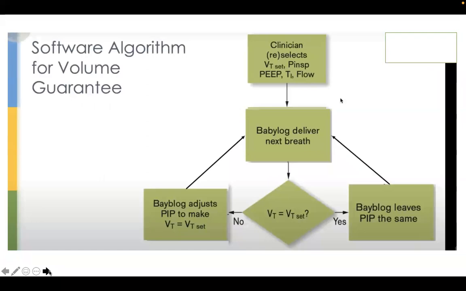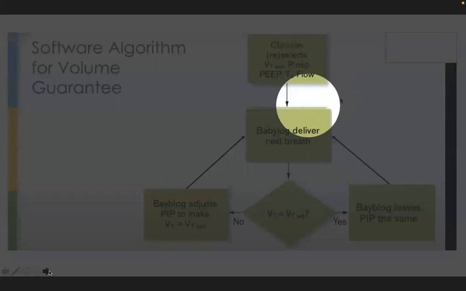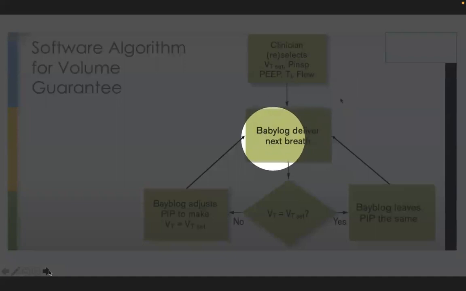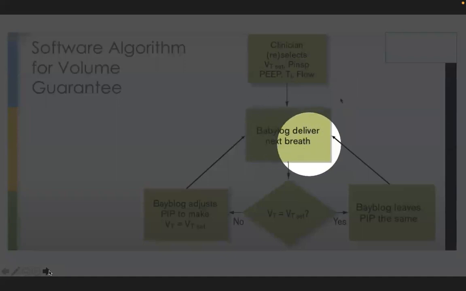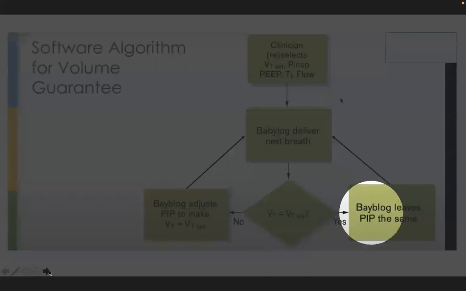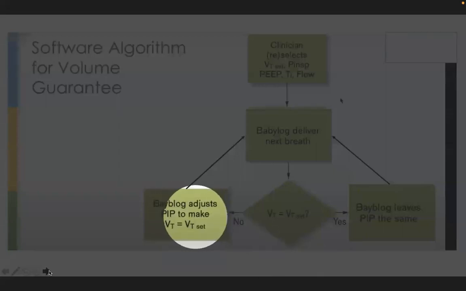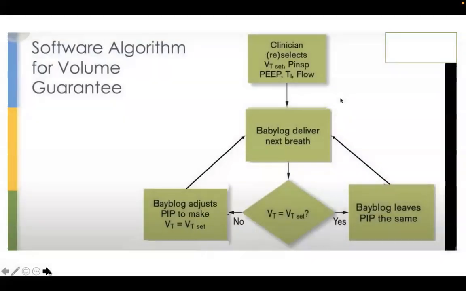So basically, the clinician selects the tidal volume, the PIP, the PEEP, TI and the flow. The Babylog 8000, the ventilator that we commonly use, delivers the next breath. If the VT is according to the set VT by the physician, then the machine leaves the PIP the same. However, if it is not the same, then the machine adjusts the PIP to make the tidal volume according to the set volume.